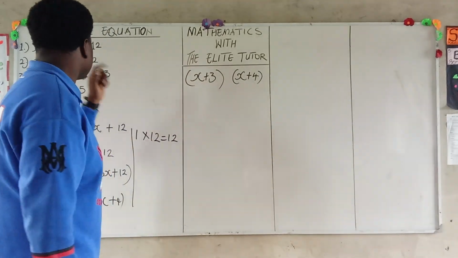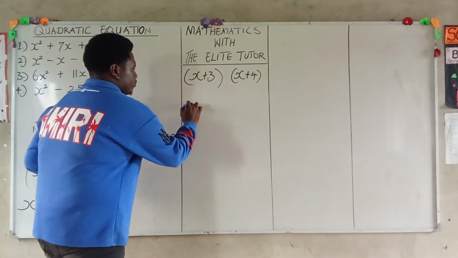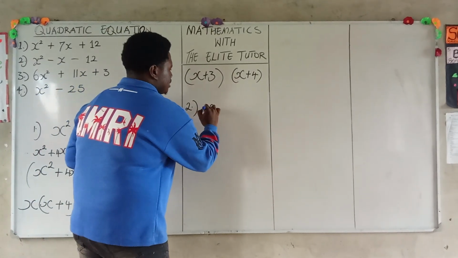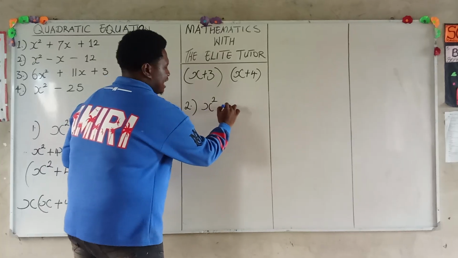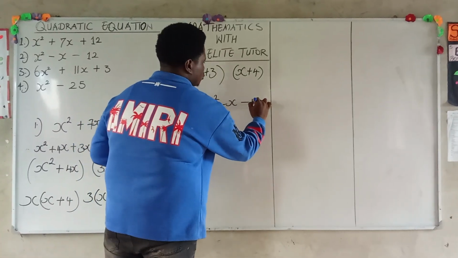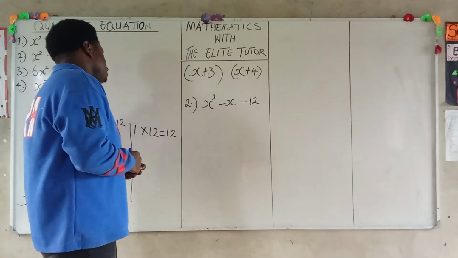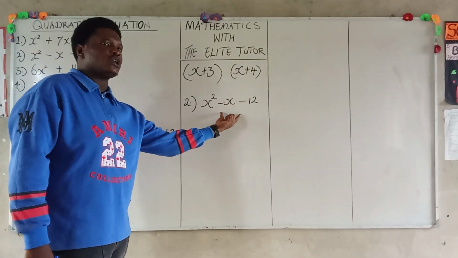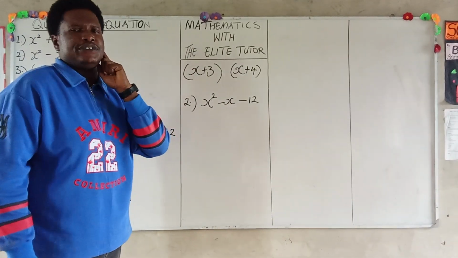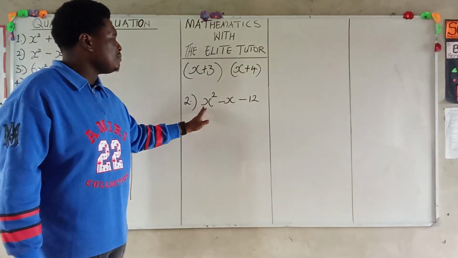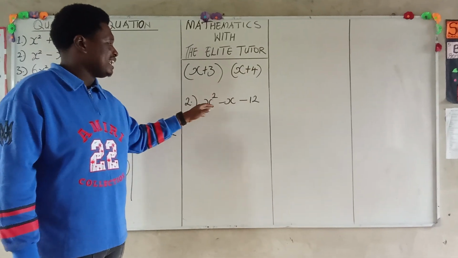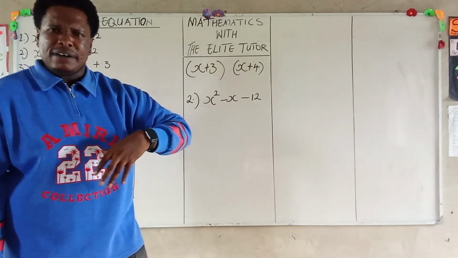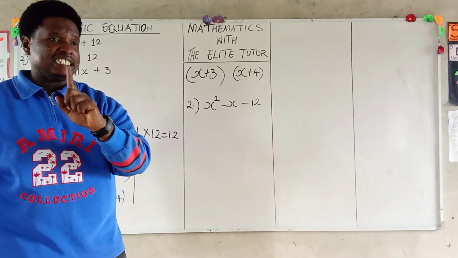Now let's move to example 2. We have x squared minus x minus 12. Same method we applied here, we are going to apply here. This question is very unique because you can see we have x squared, no number attached, minus x, no number attached. But like I told you earlier, when we have a single variable, the coefficient is 1.